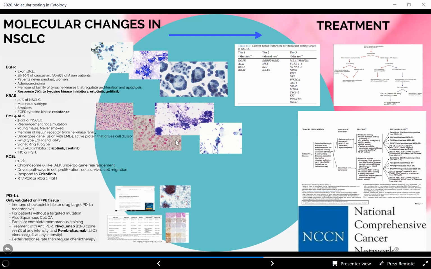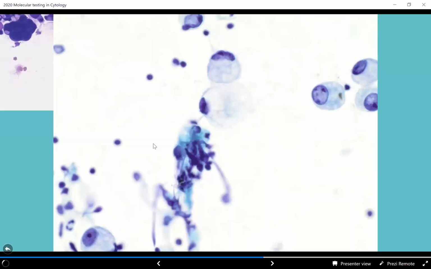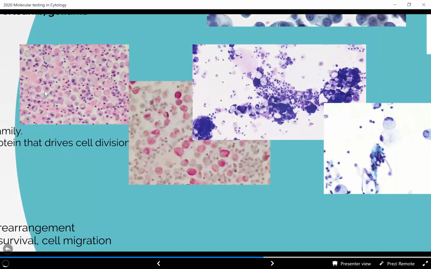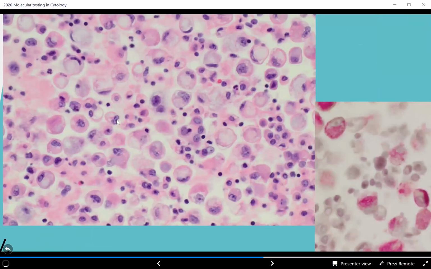So this would be more of an example of a signet ring, right? And, yeah, let's see this one again. Is this a signet ring too? Yeah, this is a signet ring. I apologize. Yeah, that looks like a signet ring as well.